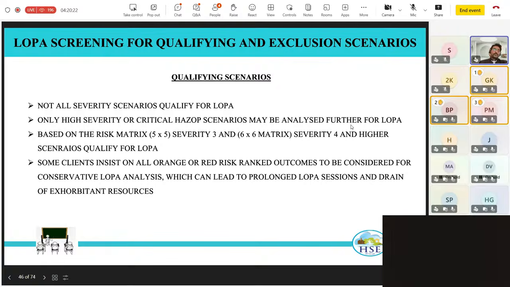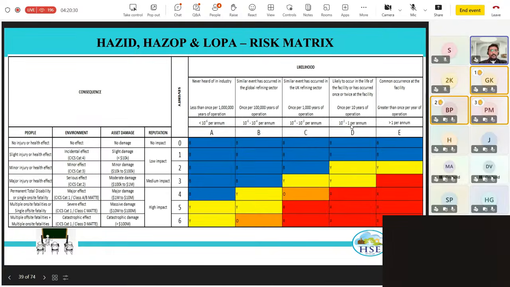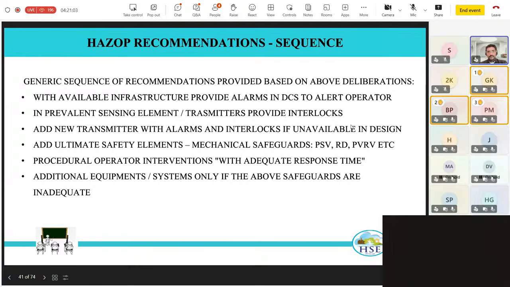Now, what scenarios you would like to consider for LOPA is again a subjective study based on the client requirements. However, many clients consider everything above an orange or a red scenario in the severity for LOPA. Like in this case, a 3 is basically something having a major injury or a health impact. Some clients may also consider that injury is not a LOPA scenario, but any fatality could go up for LOPA. So they can consider either starting from a 3 severity or a 4 severity as LOPA. So then 3, 4, 5, 6, all of these which are in red will fall under a LOPA evaluation or a LOPA qualifying scenario.